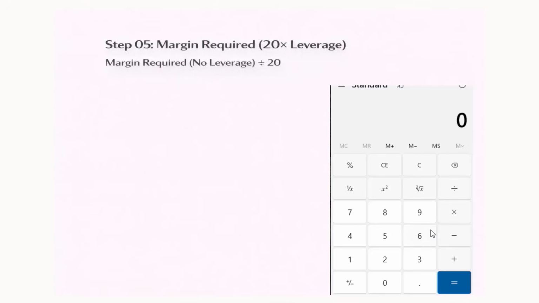We divide the total position value by the leverage. 4,936 divided by 20. That equals $246.8. So with 20x leverage, we only need $246.8 from our $1,000 capital to open this trade.